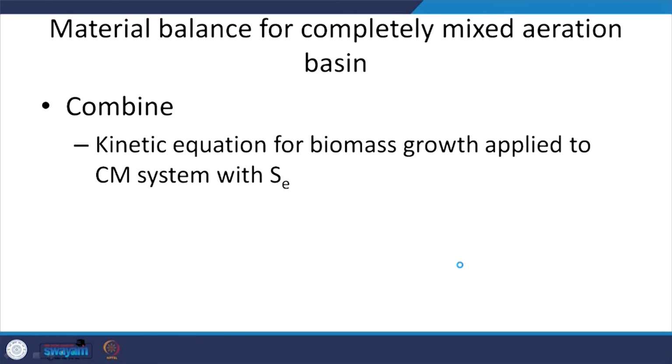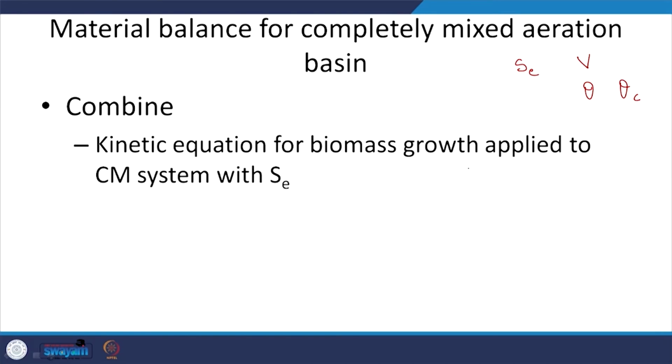Let us move on. So, what do we have here? We have the material balance for a completely mixed aeration basin. To get at the variables of interest, I need to be able to calculate S effluent, the volume of the tank, and theta C, so I need to look at these aspects further. So, what are we going to do? The kinetic equation for biomass growth.